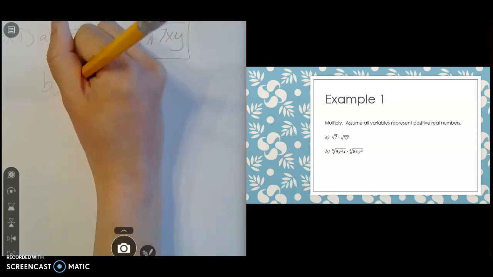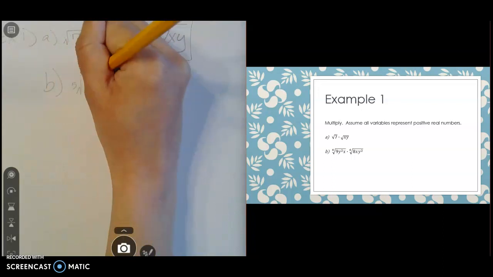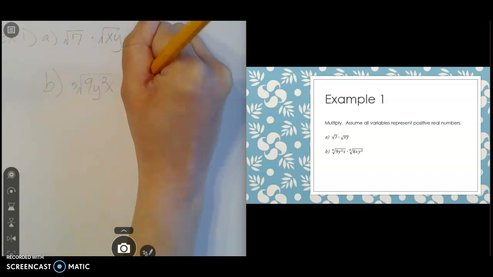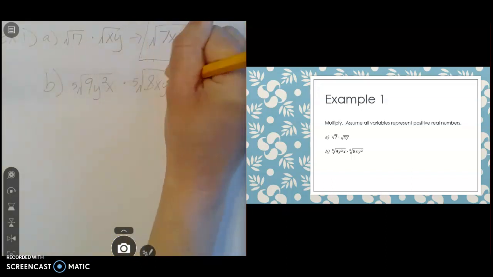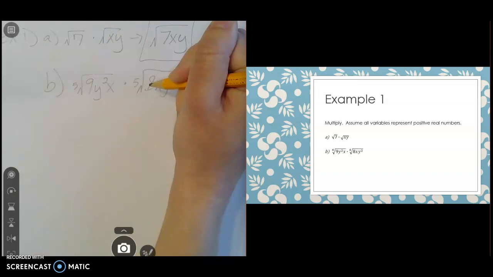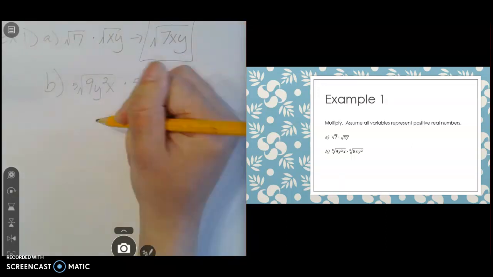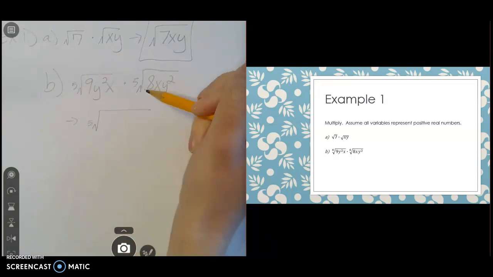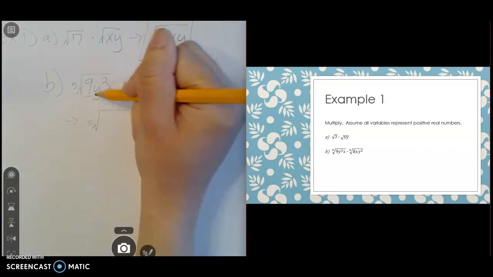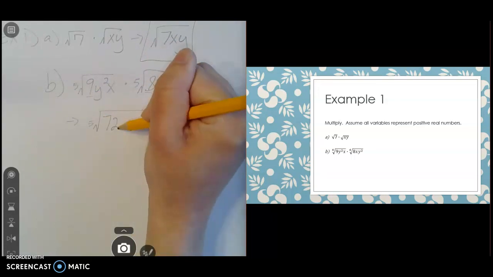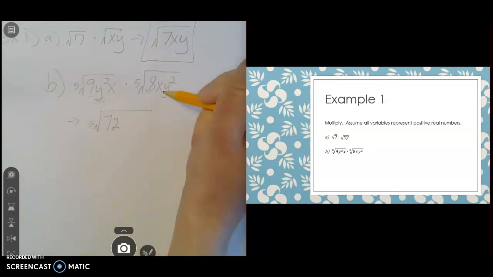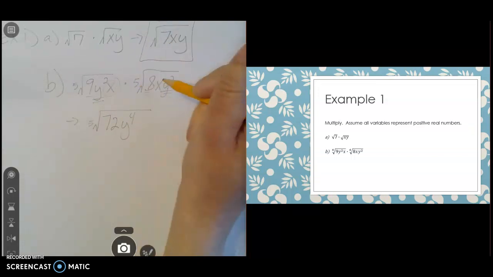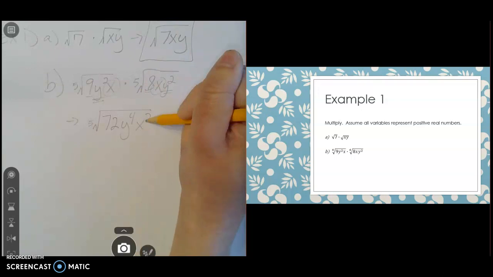In part B, we've got the 5th root of 9y squared x times the 5th root of 8xy squared. So same type of radical, we have 5th roots. That means that I can multiply everything together. So I'm going to do 9 times 8, which is 72. I'll have y squared times y squared, which would be y to the 4th. And I will also have x times x, which would be x squared.